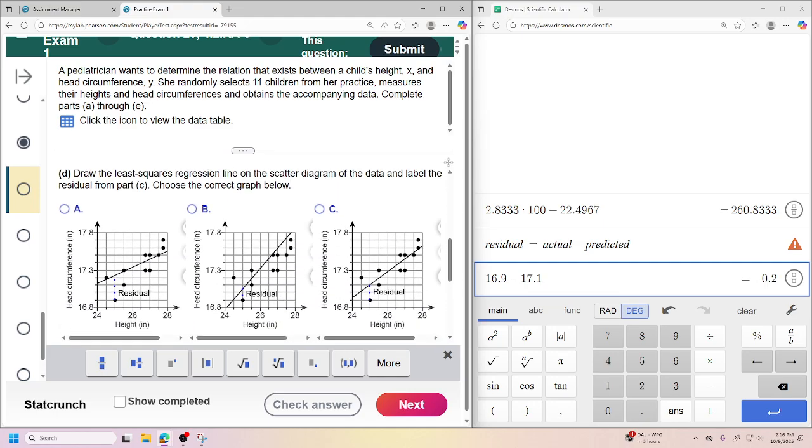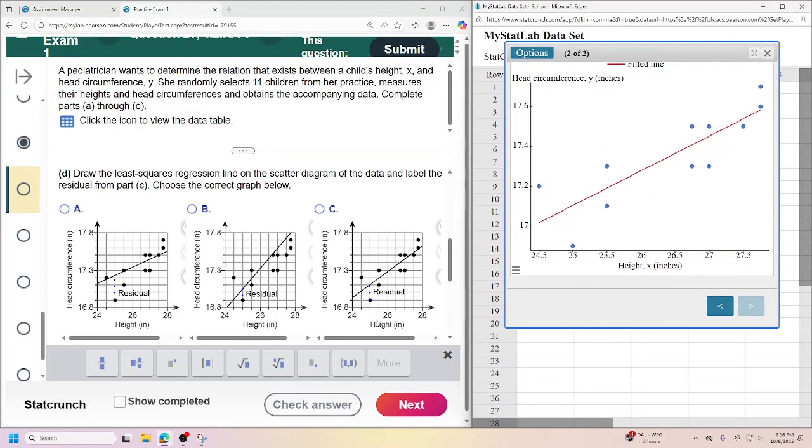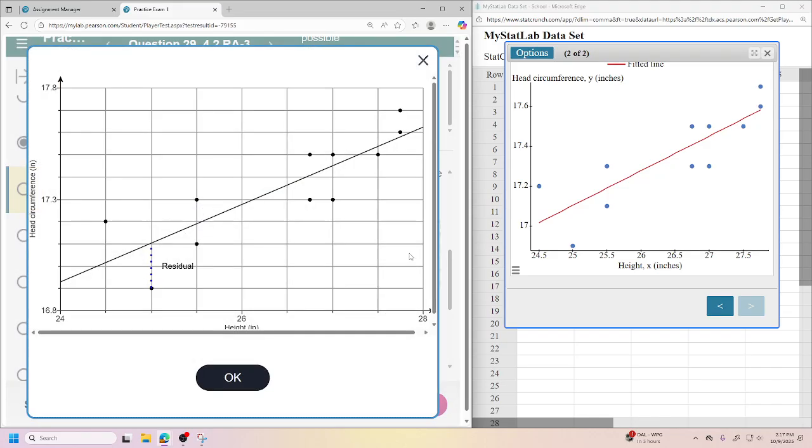Back to StatCrunch for this guy. Let's see what we got here. Which one of these guys? This guy? Looking at it, it looks like it's going through both of these. Yeah. I like C because it's getting really close right there. I don't like how it's on the point because it's not actually on that point. So yeah, C is the best one. It's a little bit above that point. You can always zoom in, of course, and you could see that's a copy paste, right? That's a copy paste. So we're good there.